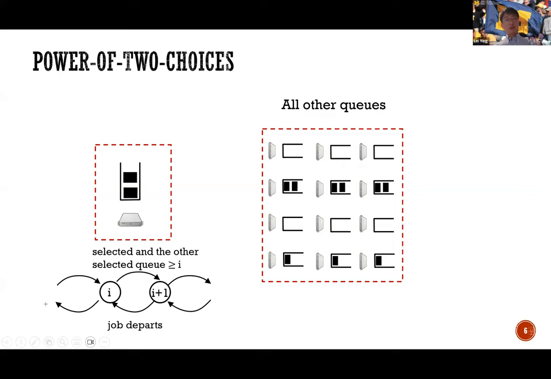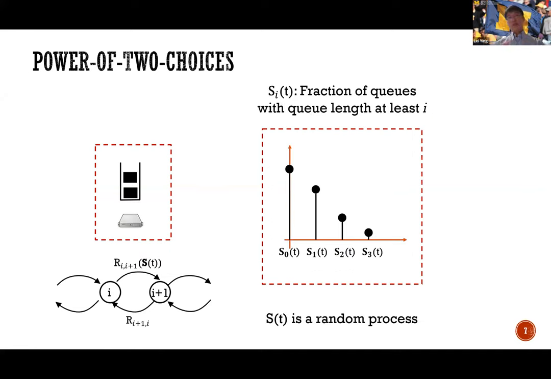So therefore, the transition from I to I plus one depends on a high dimensional random process, which makes the problem impossible to solve, okay? And one observation you could immediately have is that the index or the identity of the servers in this case is not important. So what determines the up transition, the transition from I to I plus one, is actually the distribution of the queue lengths in the system, right?